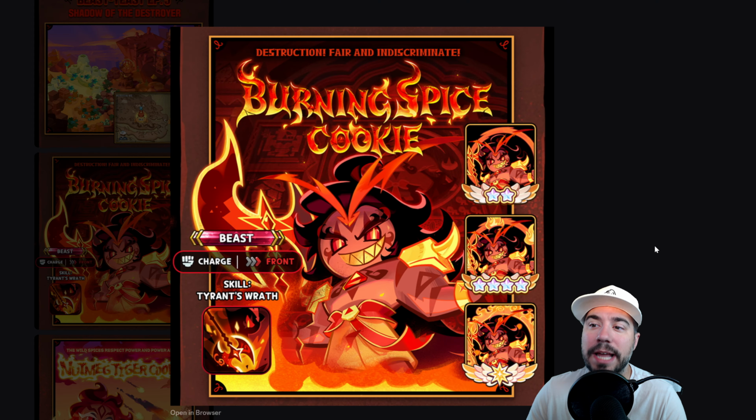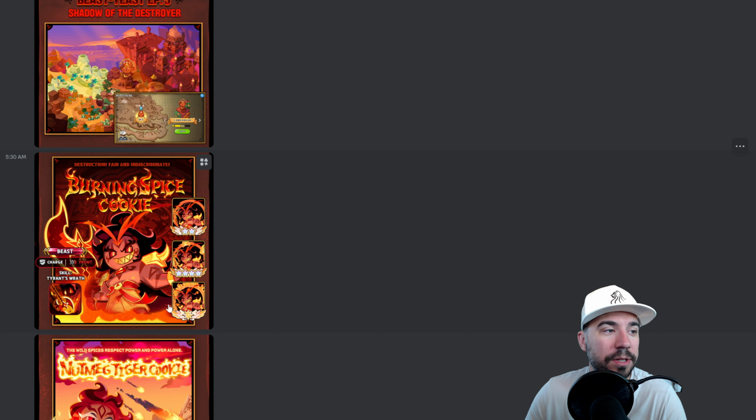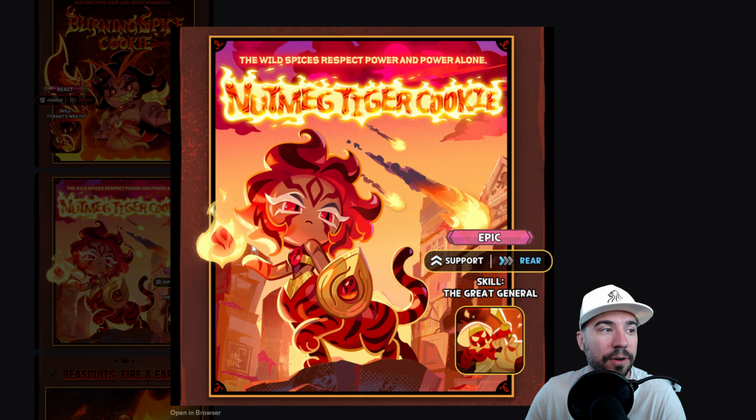We're getting our next beast here. Yes, Burning Spice Cookie, Destruction, Fair and Indiscriminate. Look at that. Skill, Tyrant's Wrath. And then you can see each of these different pieces here and what you're getting as you get the promotions here for Burning Spice Beast. Look at that. Wow. And it is a charge cookie, because I know many of you are asking me about that as well. So that is confirmed. All this stuff is confirmed here.